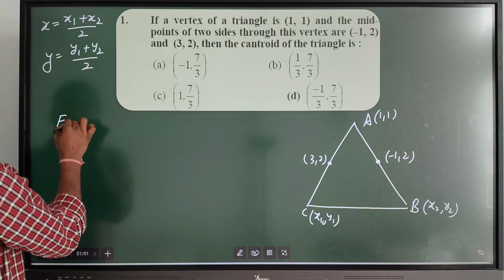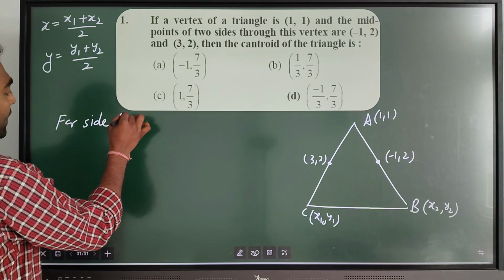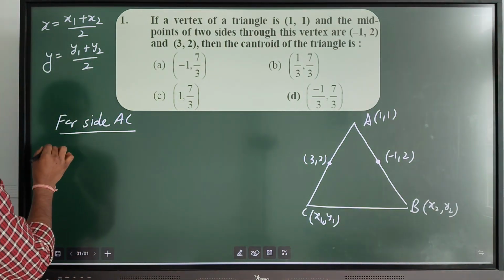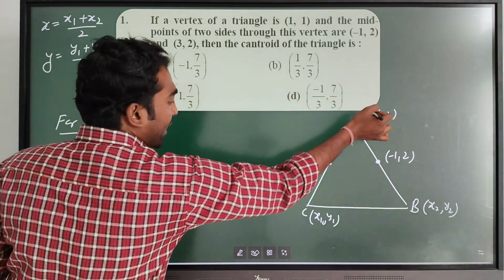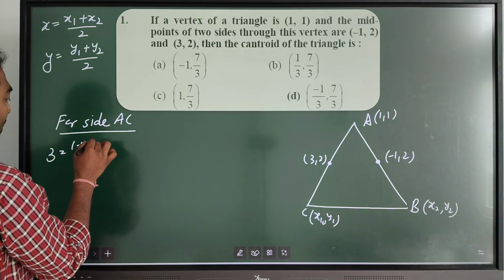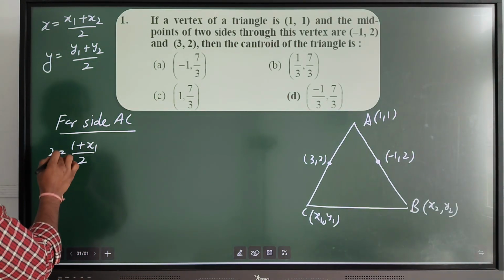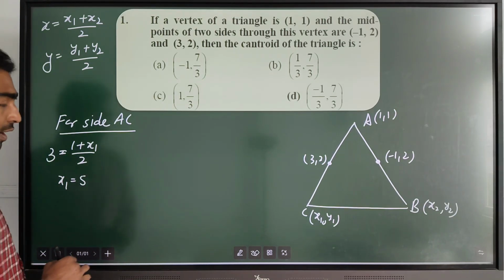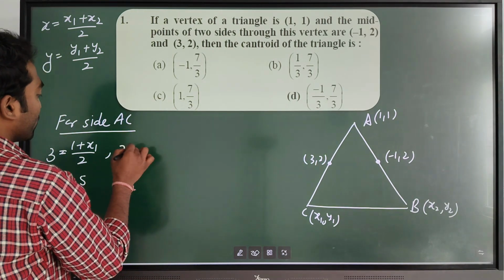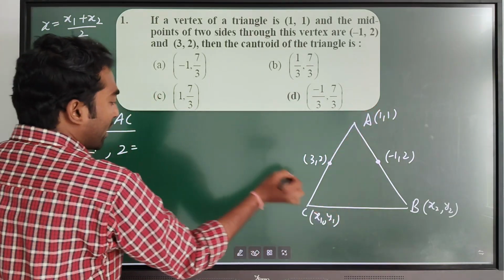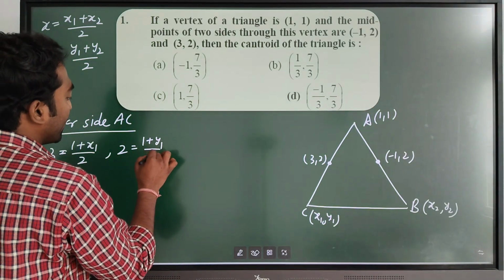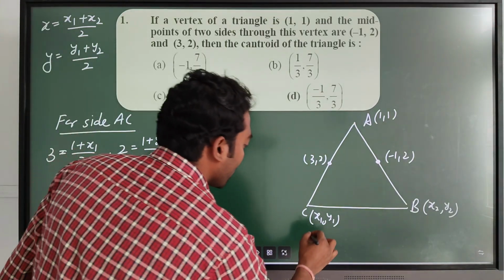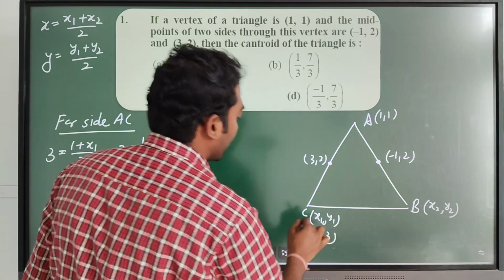So for side AC, the x coordinate of the midpoint is 3, which means 3 equals (1 plus x1) divided by 2. After solving this, you will get x1 equals 6 minus 1, so x1 equals 5. And the y coordinate is 2, so 2 equals (1 plus y1) divided by 2, which means that y1 equals 3. Then the coordinate of C is (5, 3).